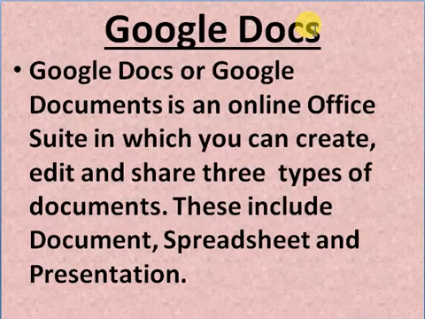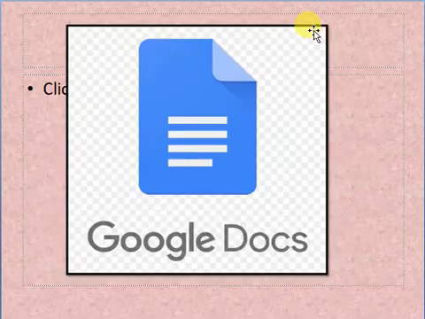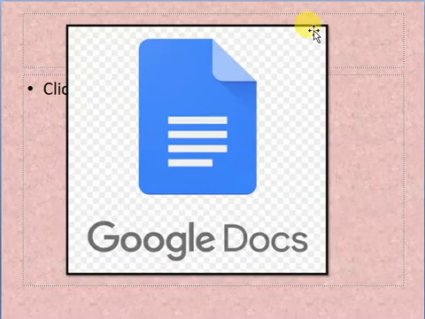Another one is Google Docs. The next topic to discuss is Google Docs. What is Google Docs? It is also known as Google Document. It is an online office suite in which you can create, edit, and share three types of documents. These three types of documents are: number one, document, number two, spreadsheet, and number three, presentation. And this is the logo of Google Docs, which appears in front of you when you log in to Google Docs.